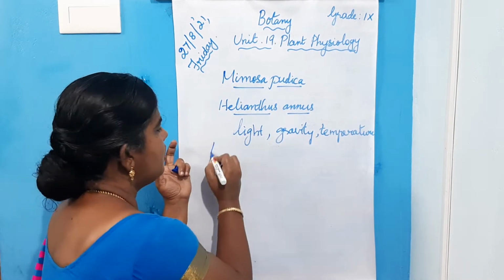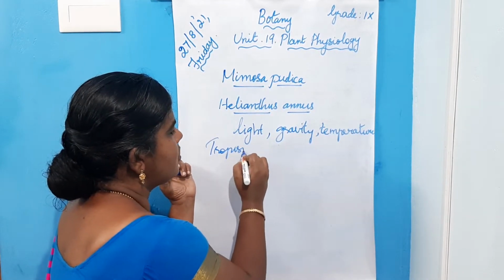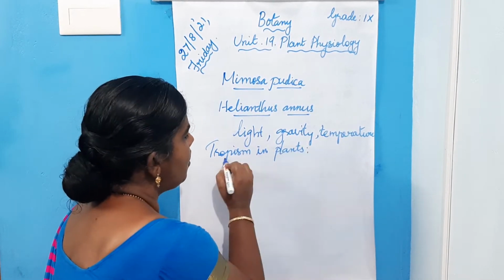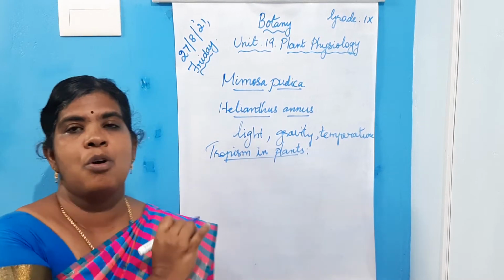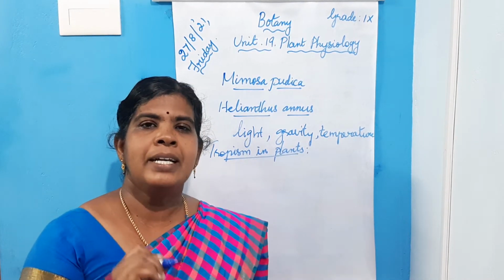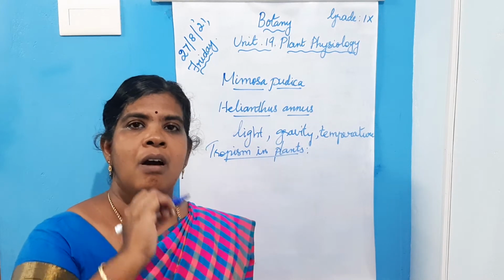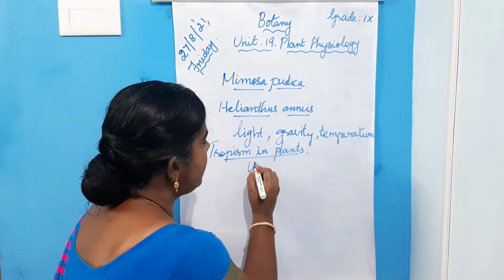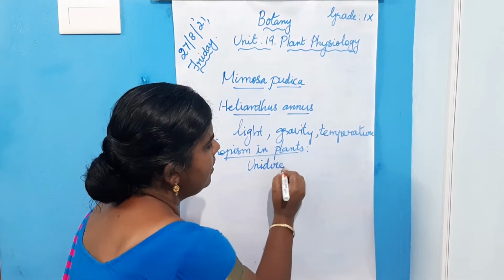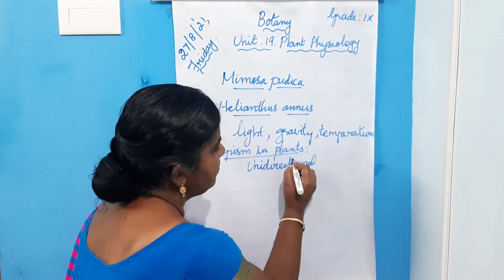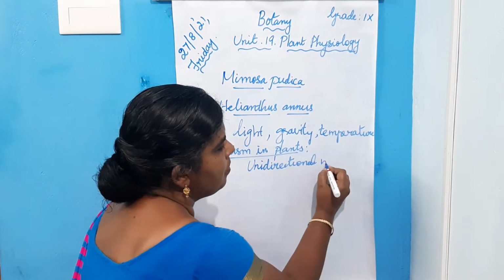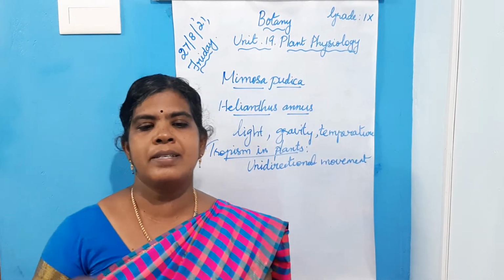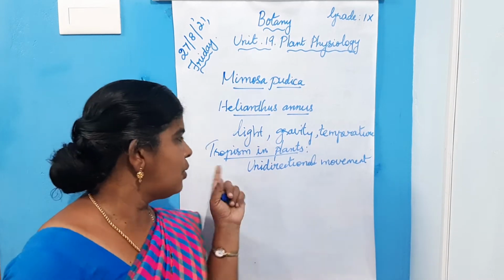First, what we are going to learn is tropism in plants. You must know what tropism is. Tropism means movement. The unidirectional movement of a whole or part of a plant towards the direction of the stimulus, that is known as tropism.